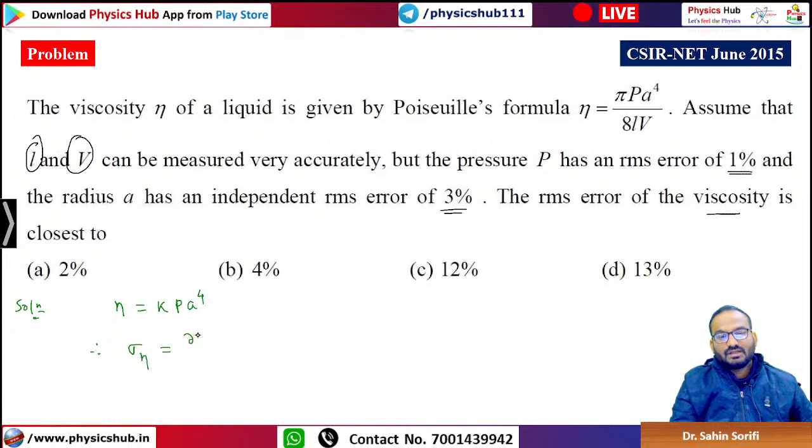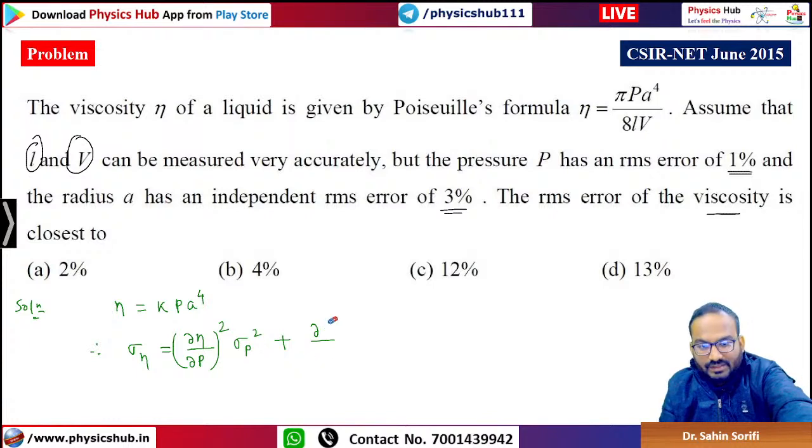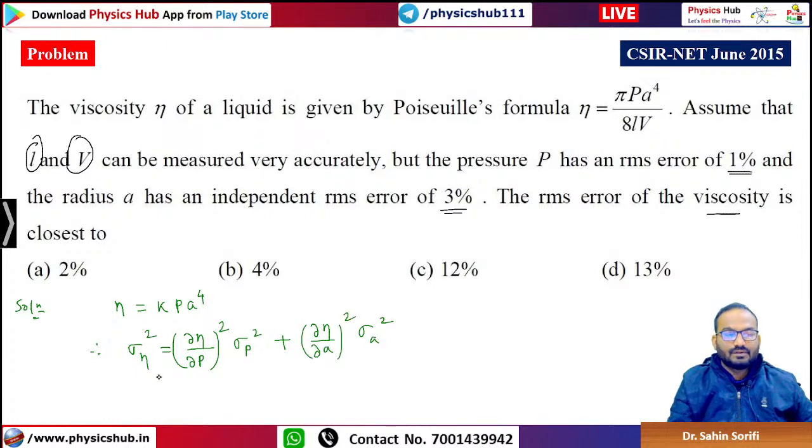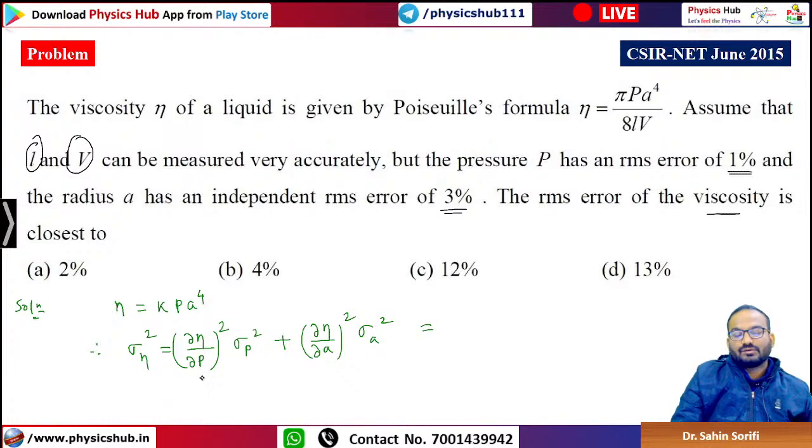This will be del eta by del P whole square sigma P square plus del eta by del a whole square sigma a whole square. So del eta by del P whole square, how much? Del eta by del P, just put the values.